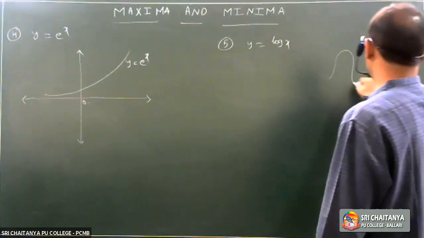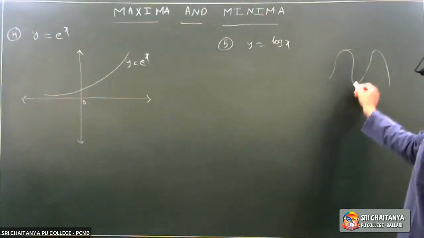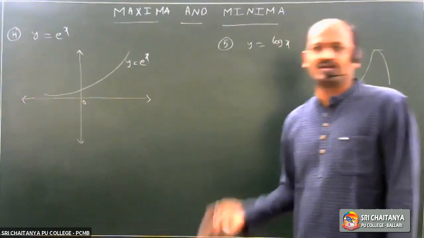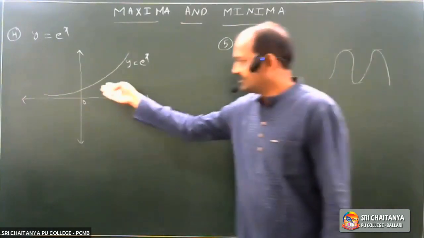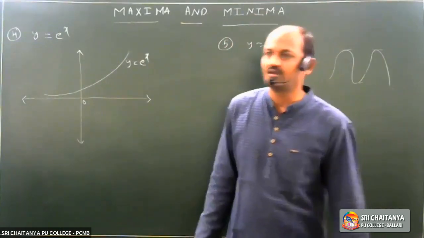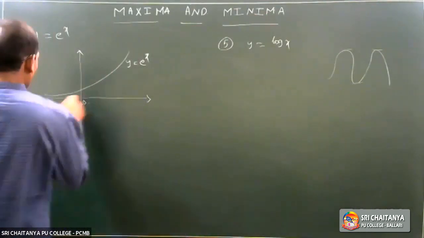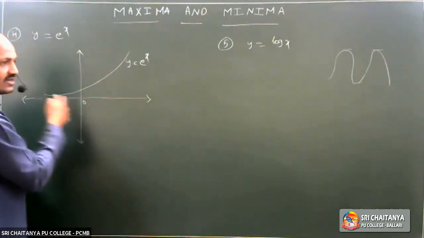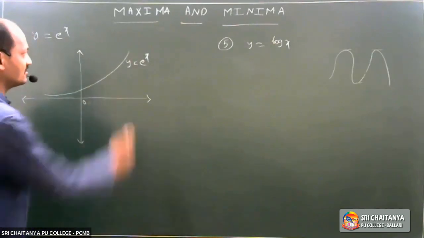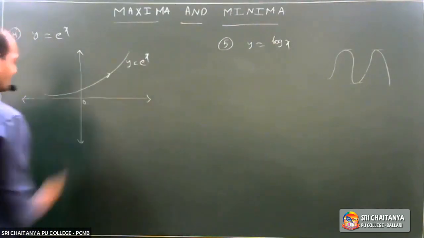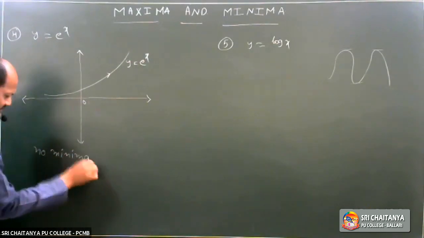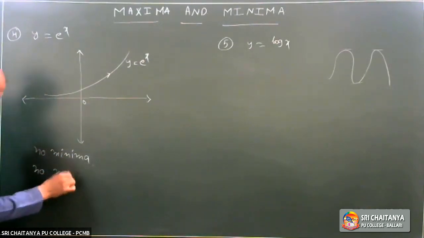For example, take another graph. It has turning points. So at that point, we can easily calculate whether it has minima or maxima. But in this graph, there are no turning points. So no minima and no maxima. This graph does not have turning points. So no minima and no maxima. So it is the y equal to e power x graph. So no minima, no maxima.